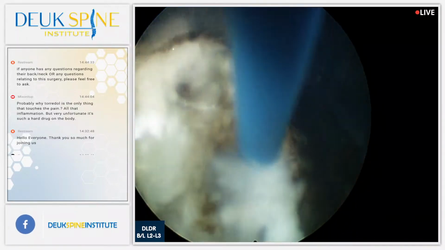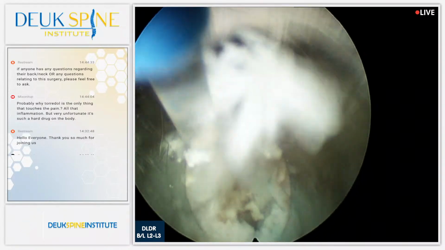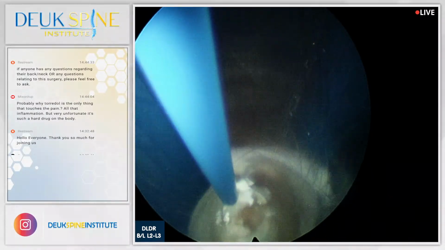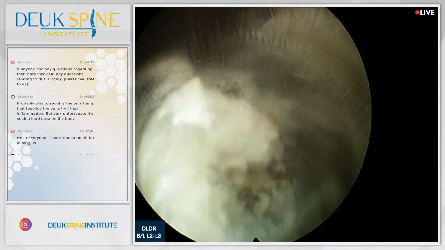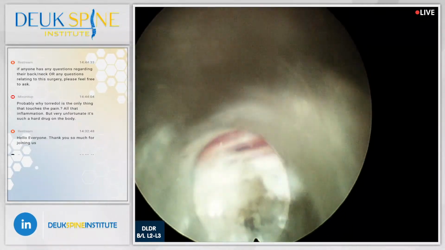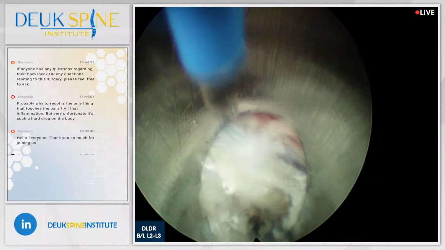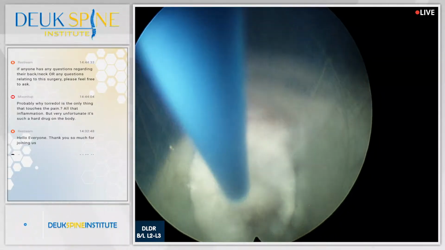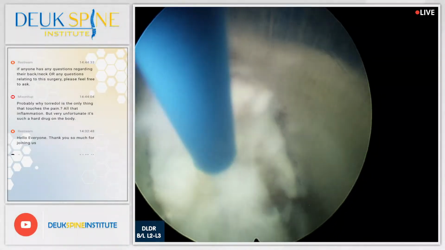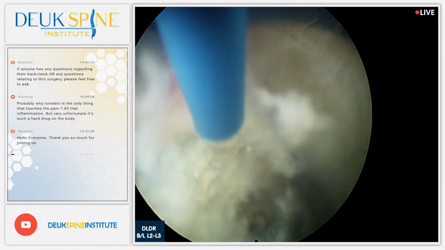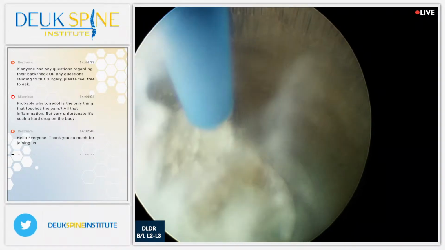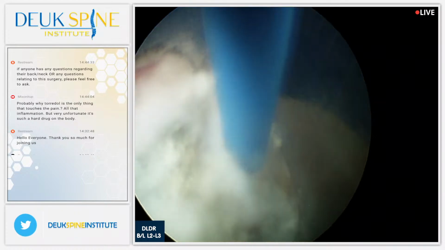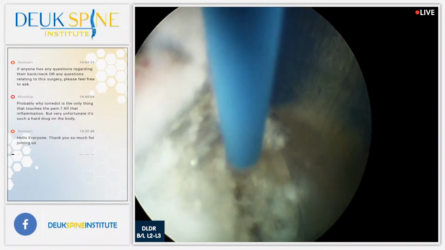All right, just about done. Let's just take a look here. There's the outside of the disc. Hold it there. And again, this is real thick scar tissue right here. Clearly not a normal disc. Clearly an injured disc, and painful because we tested it.